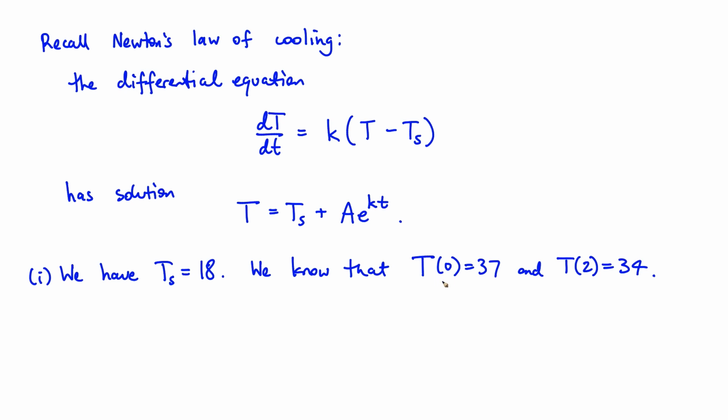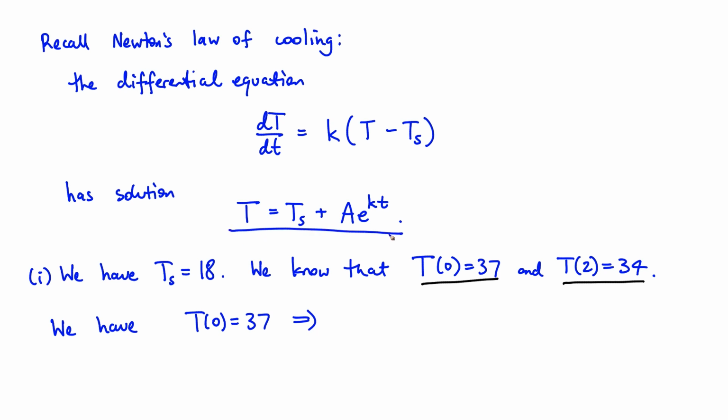And we're going to use these two values of this function, these particular values of time, to figure out the A and the K. Okay, so we have T at 0 equals 37 implies, so we're subbing into this equation little t equals 0, capital T equals 37. TS we know is 18. So 37 is equal to 18 plus capital A, e to the k lots of 0.